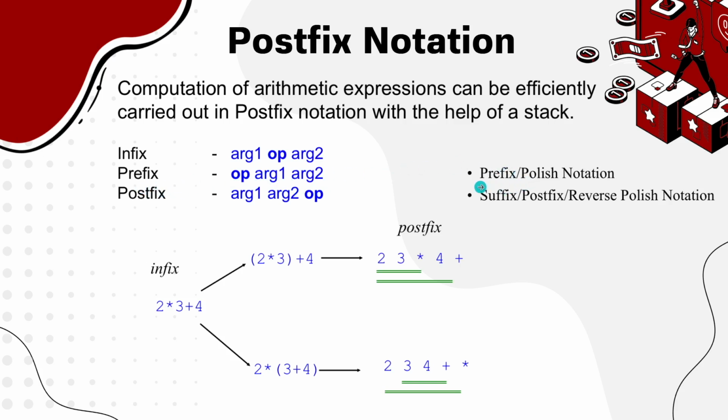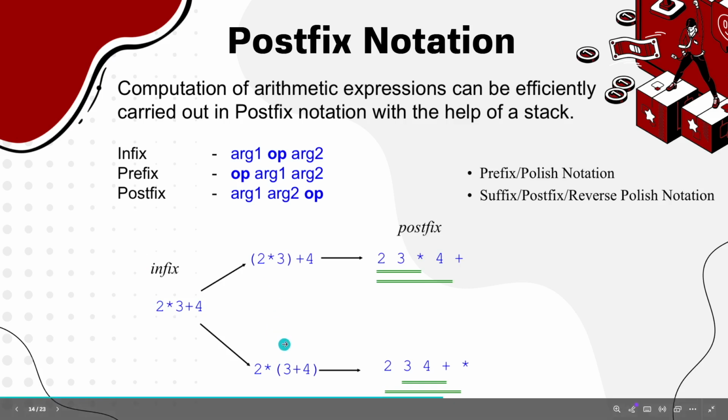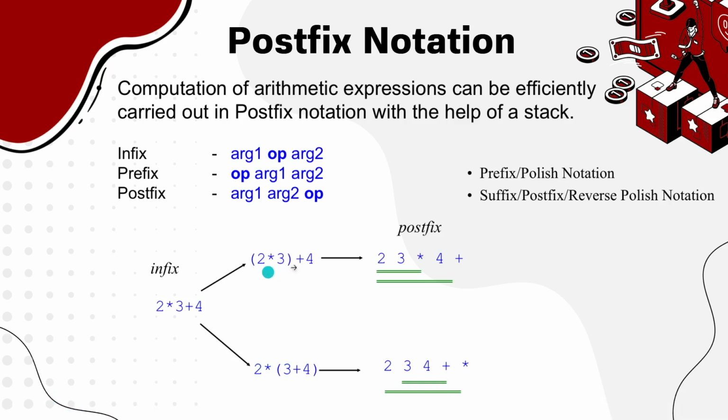We call a prefix notation a Polish notation, and a postfix notation is also called reverse Polish notation. In some of the books, you might notice that instead of postfix notation, they mention reverse Polish notation, but they both mean the same. So, here I have shown with an example an infix expression and how the equivalent prefix and postfix expression would be. Here in this case I have 2 star 3 plus 4.